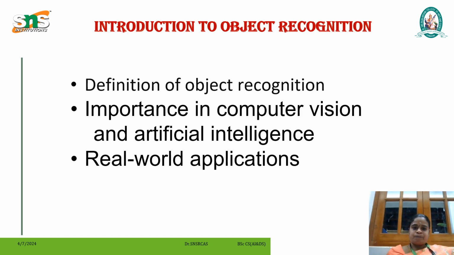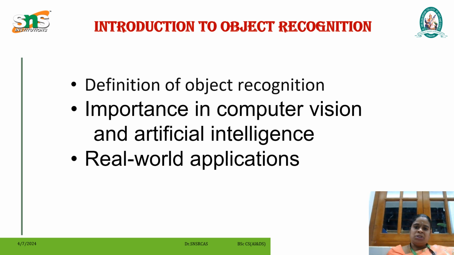Next one, introduction to object recognition. Definition of object recognition. Explanation: define object recognition as the process of identifying and categorizing objects within digital images or video frames, laying the ground for the subsequent discussions.